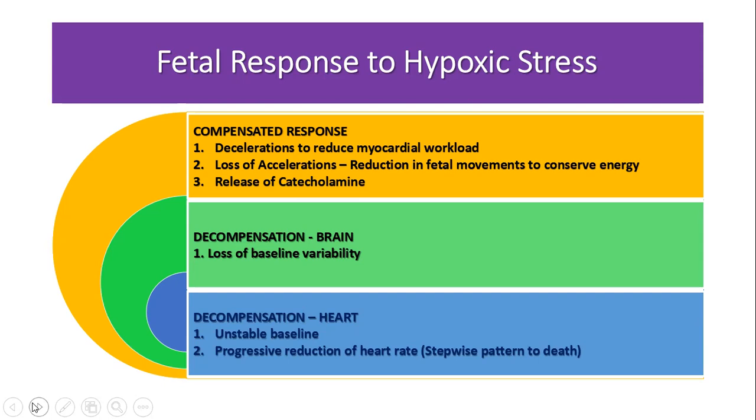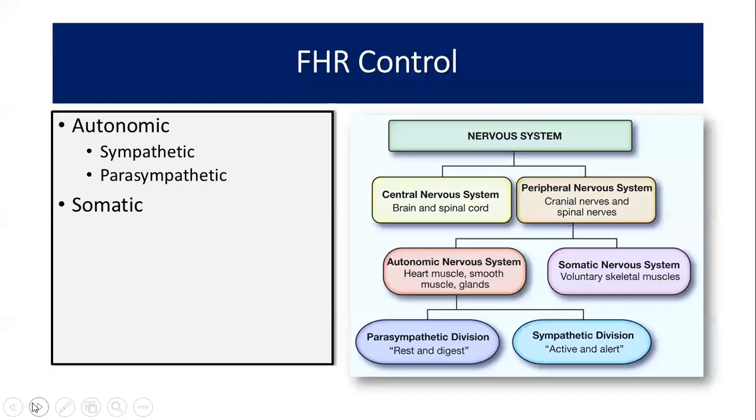Again, when there's hypoxia in the brain, there's loss of baseline variability. When you see this, you need to understand the physiology going on. And if you continue and there's hypoxia in the heart, the baseline becomes unstable because the baby cannot sustain the baseline, and there's a collapse, and the baby dies.